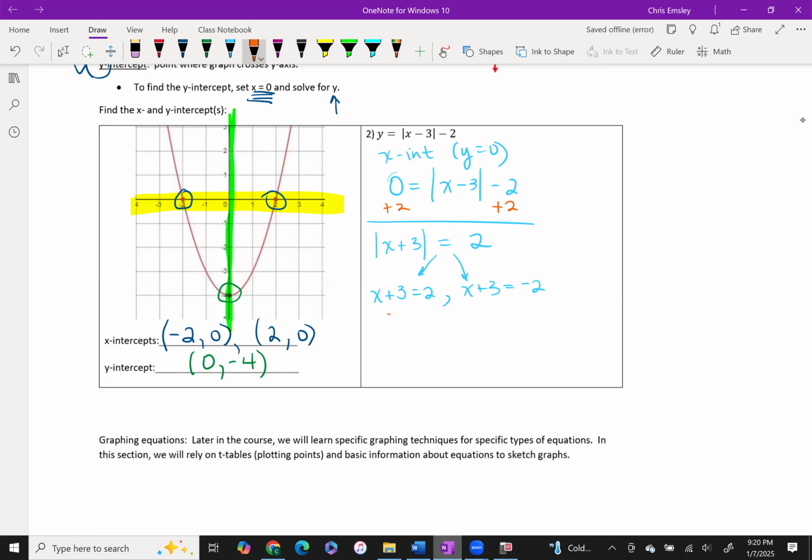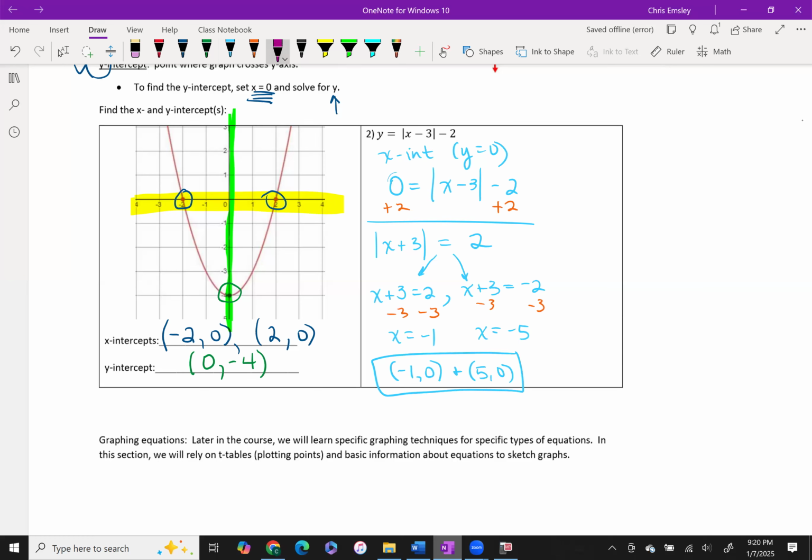So here I'm going to subtract 3 from both sides. So we get one solution, which is x equals -1. I'm going to do the same thing over here, subtract 3 from each side. We get another solution of x equals -5. Now, you don't want to just stop there. When it asks for x-intercepts, it is asking for an ordered pair. So our first number is -1, 0, and our second number is -5, 0. There are our two x-intercepts.